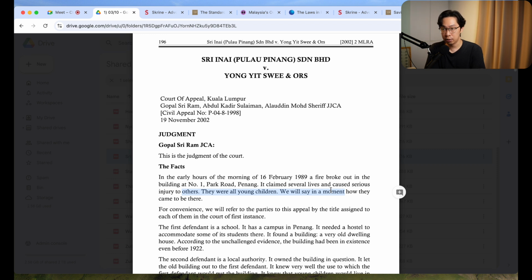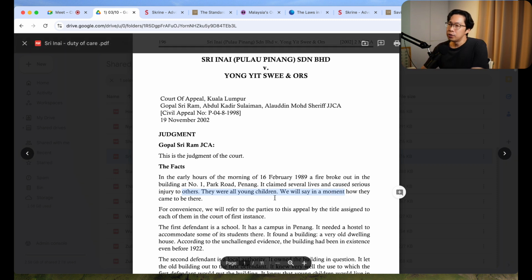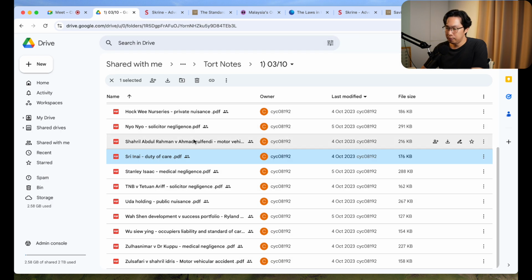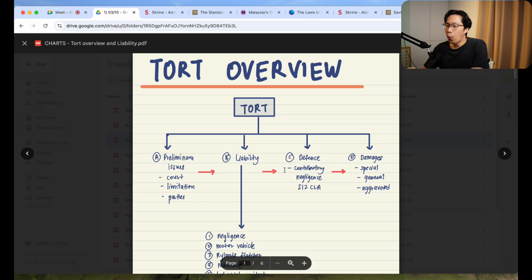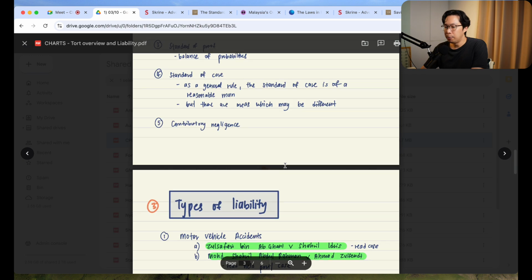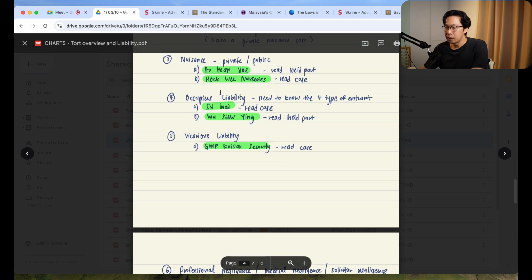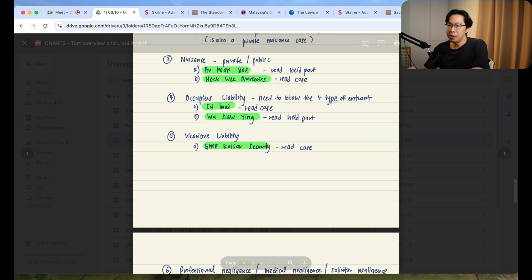You need to read it. Okay? You need to read it and understand. That is where you learn. I tell you, this is a landmark case you must read. Occupier's liability is the person owning the building that occupies that area. So like Mid-Valley, the occupier. This is the occupier. So I want you to read Siri Inai.